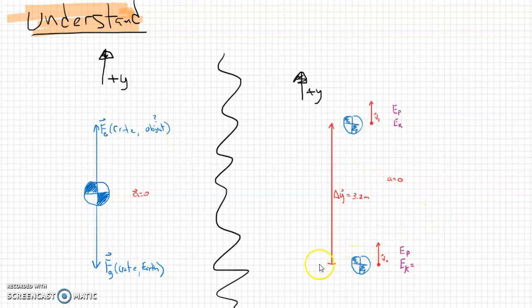As it moves upwards this 3.2 meters with 0 acceleration, once again that means that this force down and this force up have to balance. The net force of these two is 0, or another way of saying that is this downwards force has to be equal to the upwards force. At least the magnitudes are, of course, in opposite directions but with equal magnitudes.